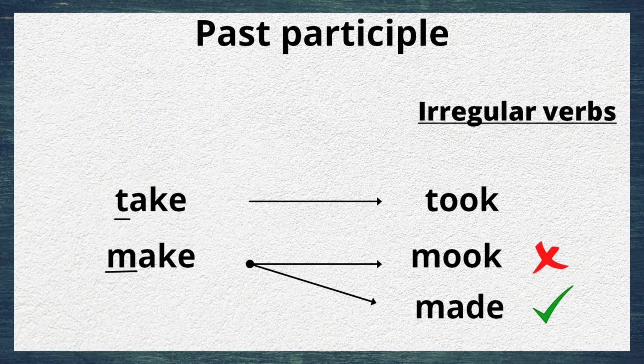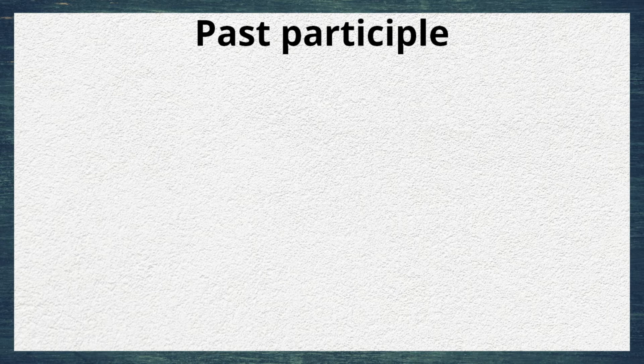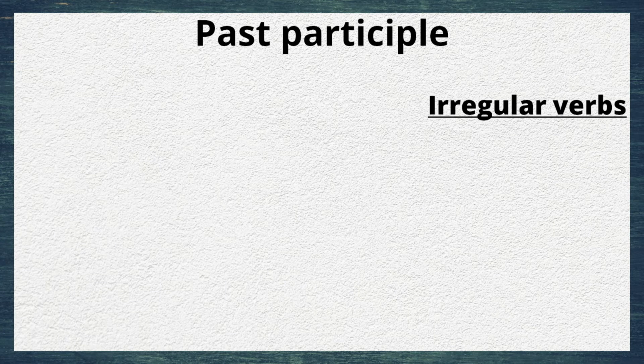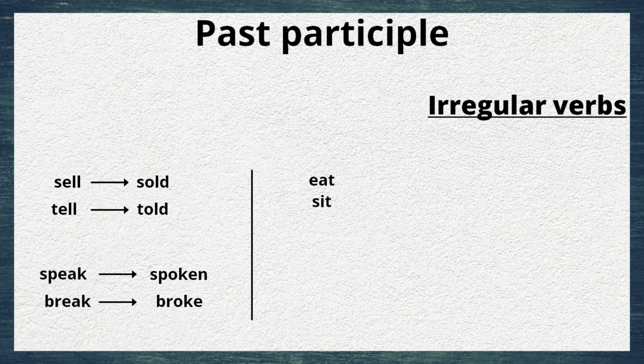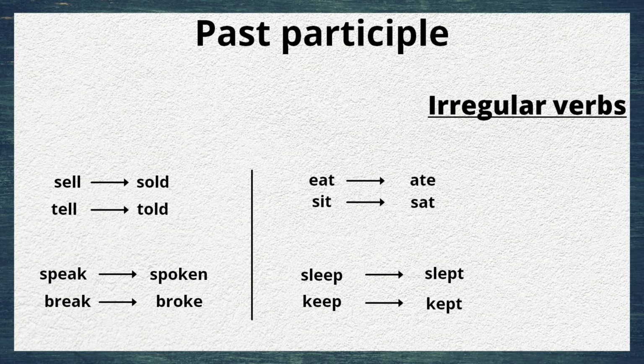But the good news is that there are many verbs that are similar to each other. For example, we have sell and tell. Sell becomes sold and tell becomes told. Speak and break. Speak becomes spoken. Break becomes broken. Eat and sit. Eat becomes ate, sit becomes sat. Sleep and keep, sleep becomes slept, and keep becomes kept. And there are also other verbs that don't change. For example, we have hit, let, and cut.